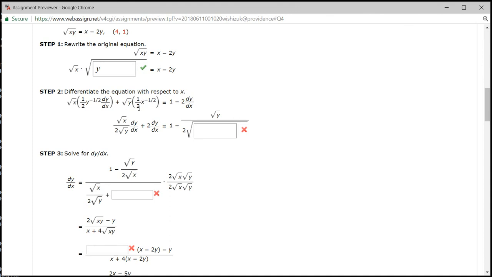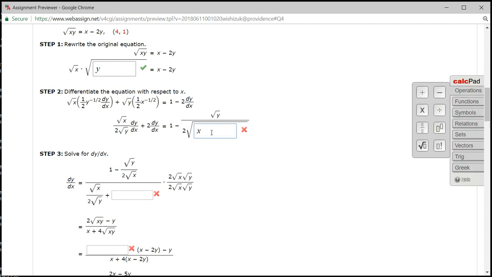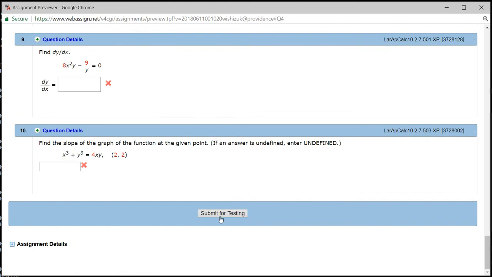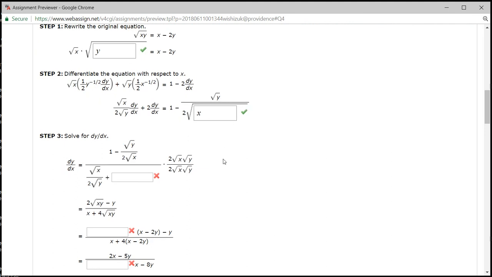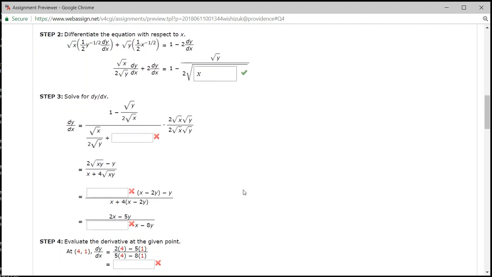You can see that the 2 is right here. So you have an x to the negative 1/2 power, so that goes right here, so it's going to be x. This guy is placed on the other side, so we get that. Let's check the answer. Submit for testing. It came back and looks like we got step 2 correctly.